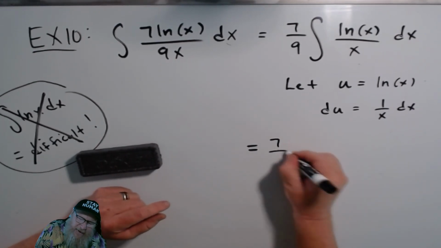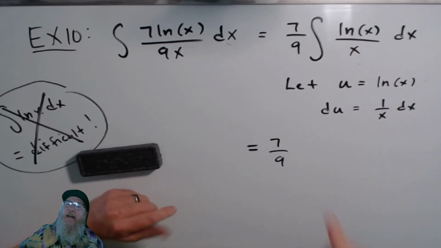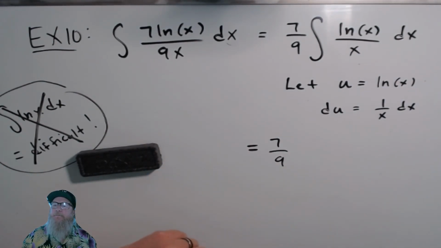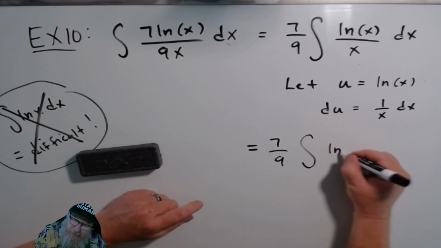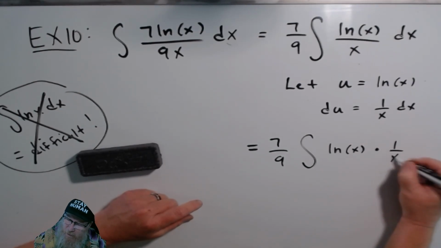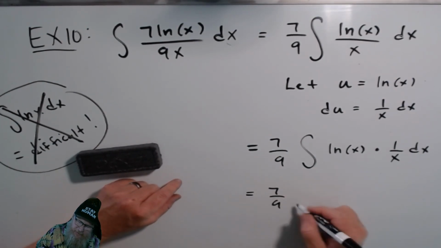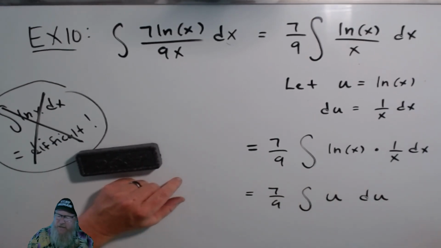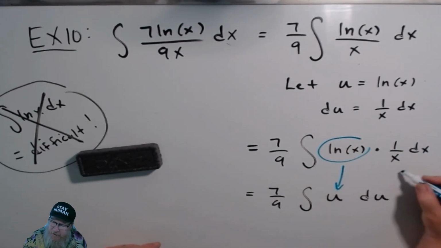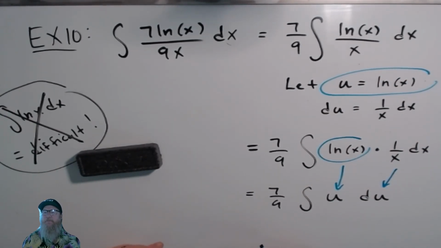All right, so the 7/9 really means nothing. It's just there to throw you off. Although I shouldn't say it means nothing. It means 7/9, but it just means 7/9 times whatever my answer is. And then this becomes the integral of ln of x times 1 over x dx, which is u du. It's not ln of u, it is just u, because the whole ln then becomes the u.